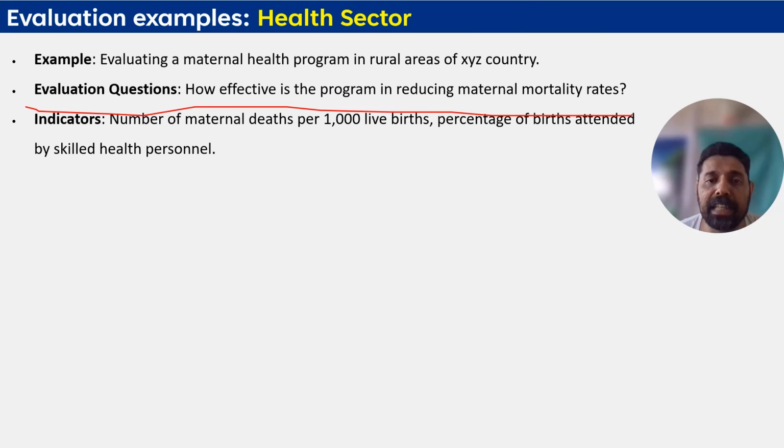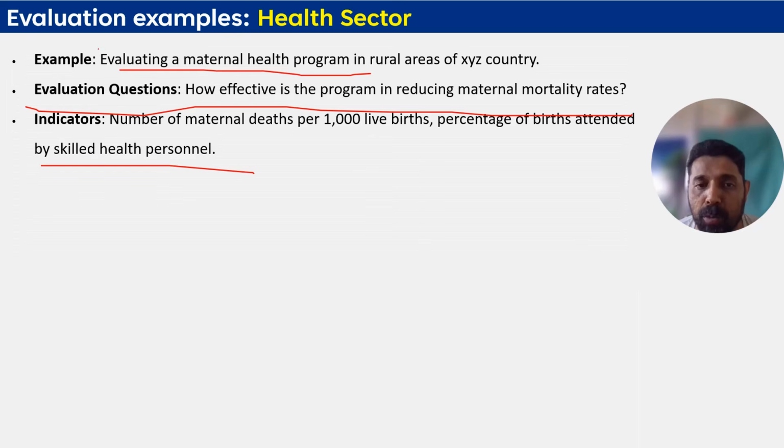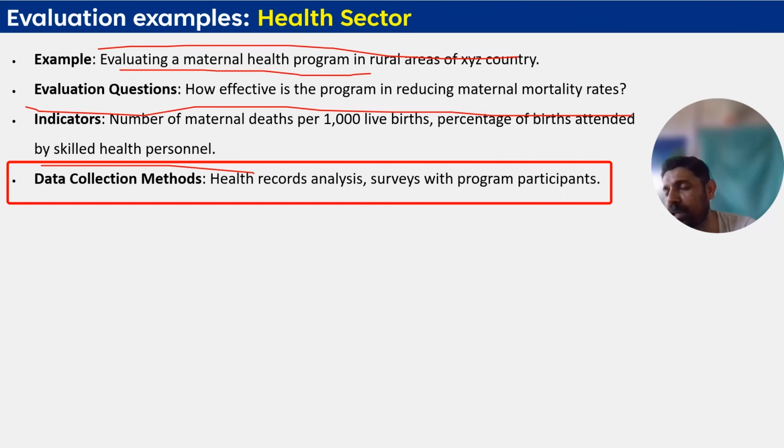Indicator: number of maternal deaths per 1000 live births. When you are evaluating maternal health, obviously your indicator would be the number of maternal deaths per 1000 live births, and the percentage of births attended by skilled health personnel. This is also an example of an indicator that you would need to evaluate. Data collection method: health record analysis, surveys with program participants. You will conduct surveys and you will also analyze health records.